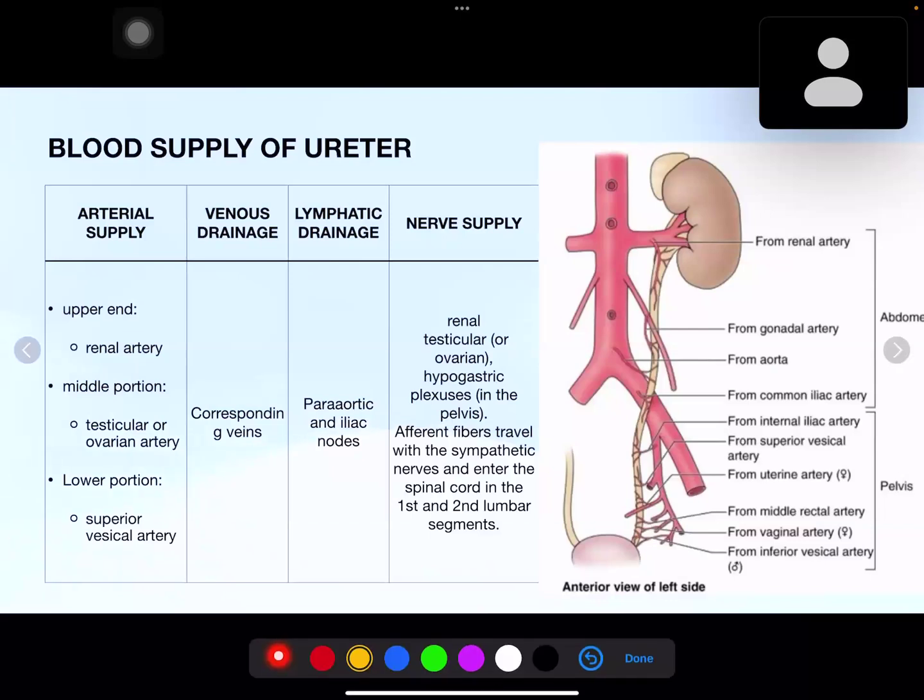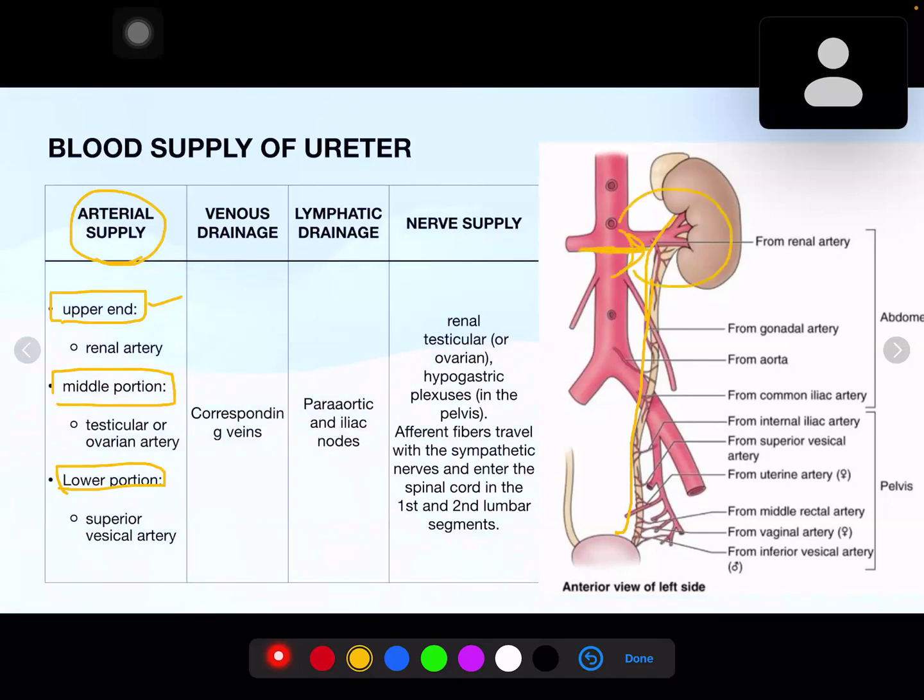Now the blood supply. Because the ureter rises from the abdomen and goes to the pelvis, it has blood supply from multiple arteries. If you see the upper end, the middle portion, and the lower portion: the upper end, around the kidney, has blood supply from the renal artery. Then the middle portion, all of this. Here you see the gonadal arteries, the testicular and ovarian arteries, going and supplying the middle portion of the ureter. There are also a few branches directly from the aorta.